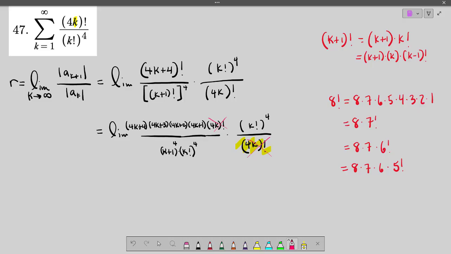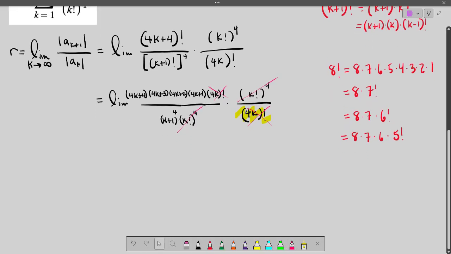And then we also have some cancellation over here. We have k factorial raised to the 4th power, k factorial raised to the 4th power. So those are going to go away. And that looks like about all that's going to cancel. Any questions on that canceling?